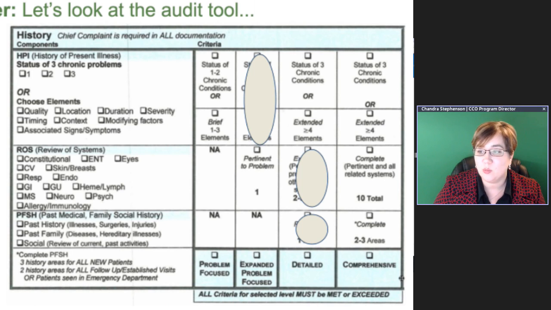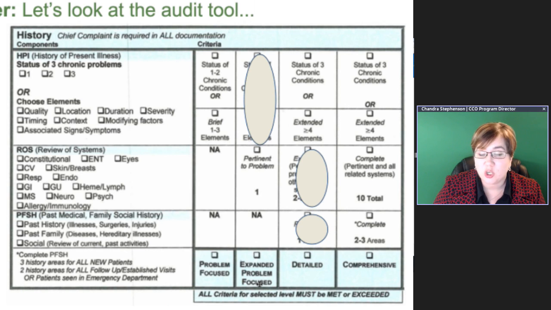So we didn't hit detailed, we didn't hit comprehensive. When we look at expanded problem focus, did we meet or exceed all of these areas? Did we meet or exceed past, family, and social history? Yep, we exceeded it. We got more than we needed. Same thing with review of systems. For HPI, we met it. We didn't exceed it, but we met it. So we would be limited right here to an expanded problem-focused history.